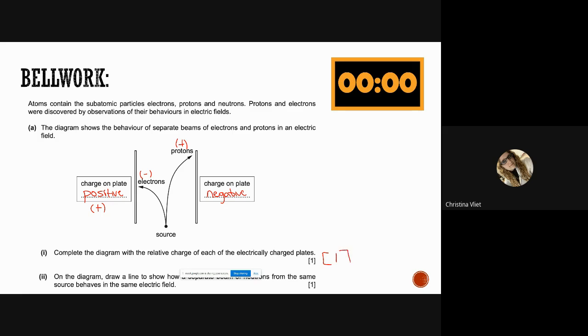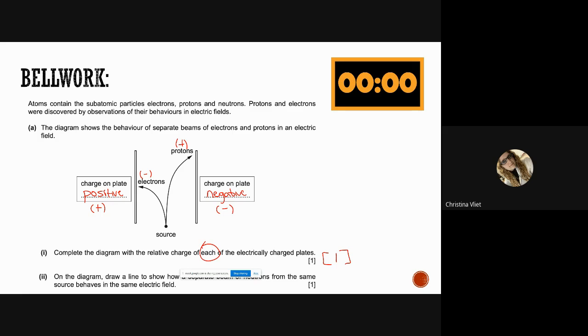Right. Because it says here, complete the diagram with the relative charge of each. Each means you have to get both of them right for this 1 mark. So if you wrote positive, or you put a plus in there instead of the word positive, and you wrote negative, or you put minus in there, you would get a mark if you got both of those 2 things correct.